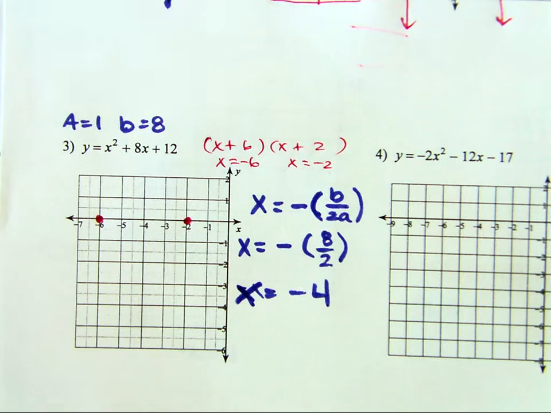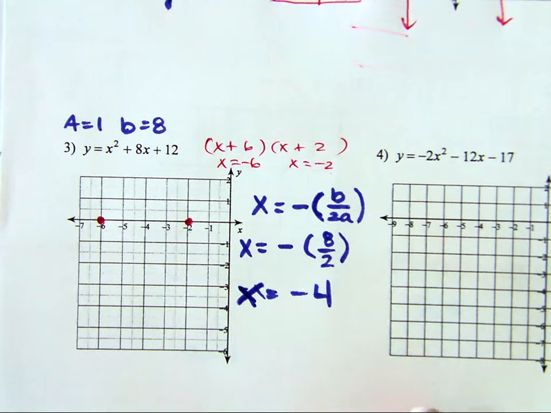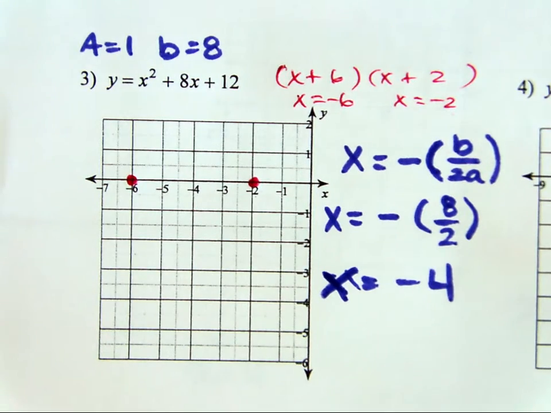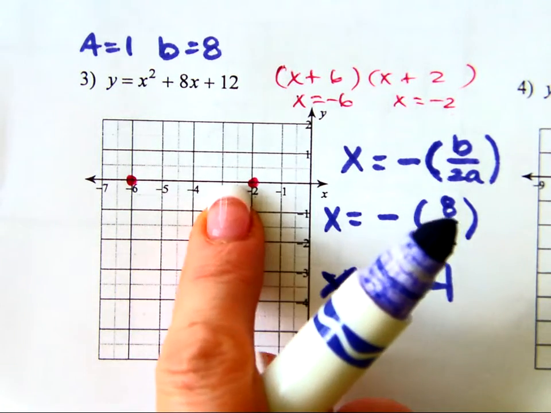Hey, this is something that I didn't even anticipate. If you know the zeros, and I told you that a parabola is a symmetrical figure, you already could have told me what the axis of symmetry was. Shouldn't the axis of symmetry be exactly halfway between the zeros? Doesn't that make sense that it's negative 4?